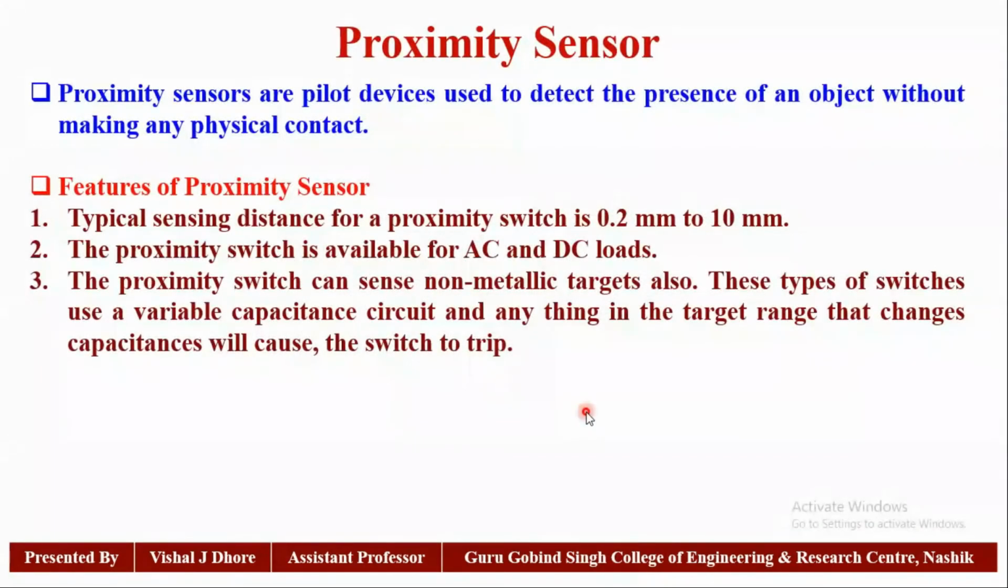Now let us discuss the proximity sensor. Proximity sensors are pilot devices used to detect the presence of an object without making any physical contact. They are solid state electronic devices, normally of eddy current type or inductive capacitive type. A proximity sensor simply tells the central system whether a moving part is at a certain place. Proximity sensors come under the non-contact type of sensor.